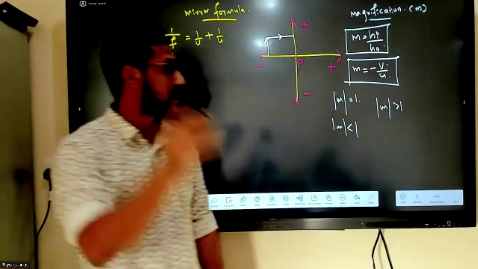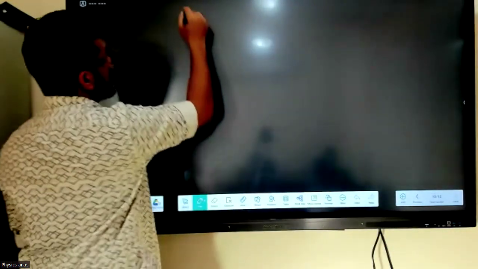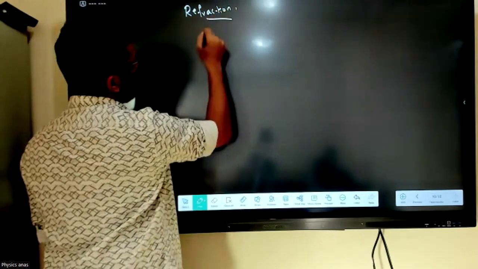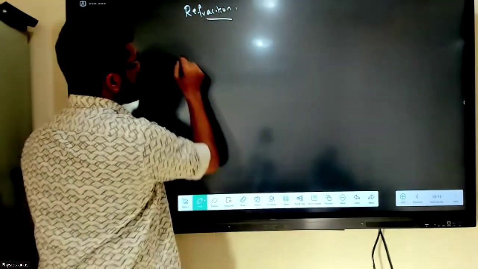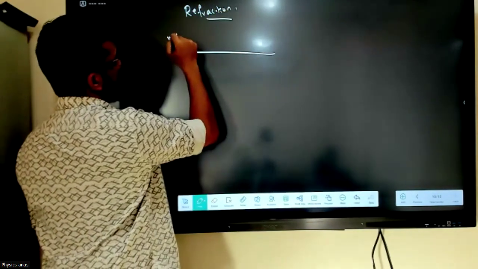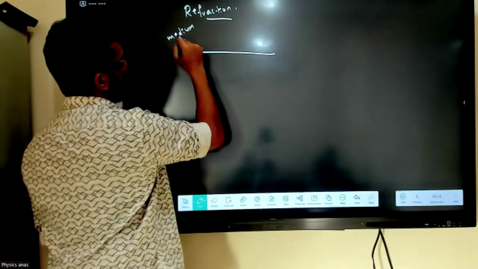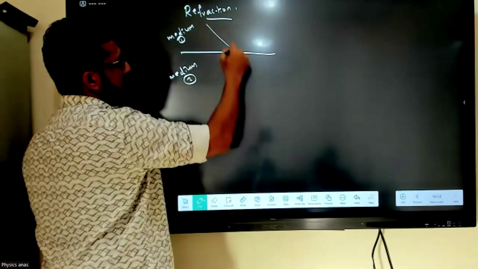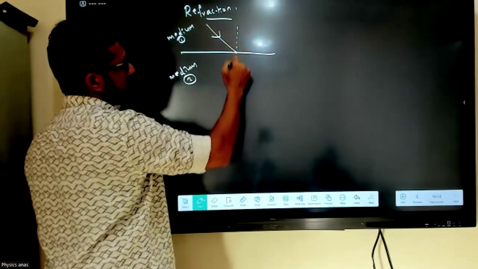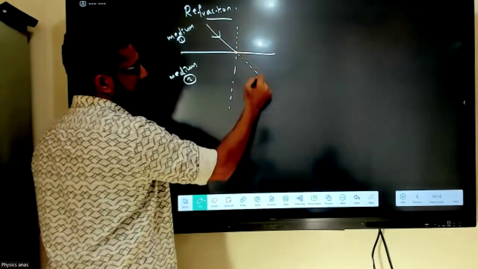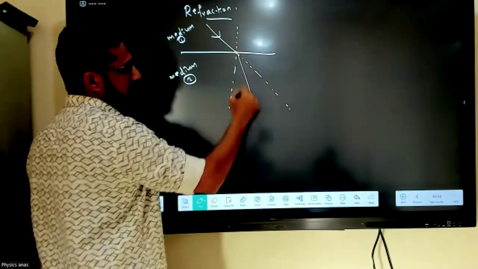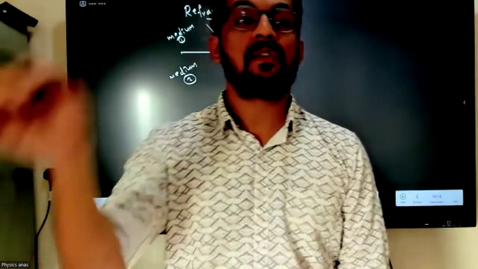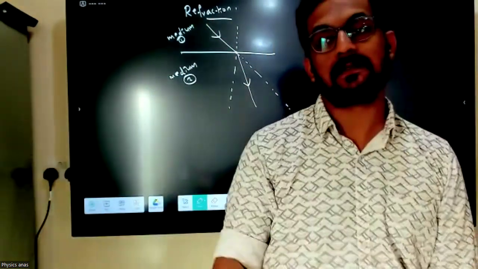After that, we studied refraction. What is refraction? When a light ray travels from one medium to another medium, the light ray bends. The path of the light ray bends. That is called refraction. So refraction is the bending of a light ray when it travels from one medium to another.